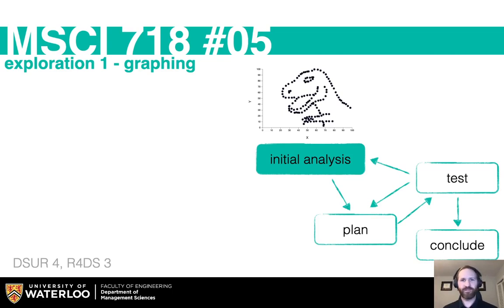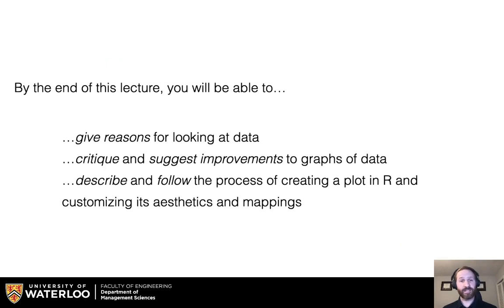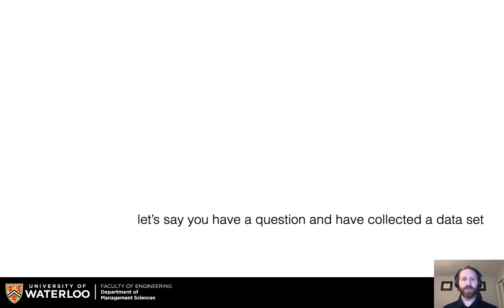Hello, and welcome to Lesson 5, Exploration 1, Graphing. By the end of this lecture, you'll be able to give reasons for looking at data, critique and suggest improvements to graphs of data, describe and follow the process of creating a plot in R, and customize its aesthetics and mappings. So let's say you have a question and have collected a data set.